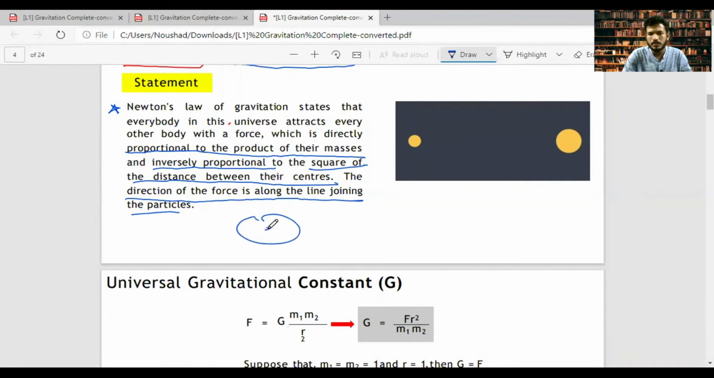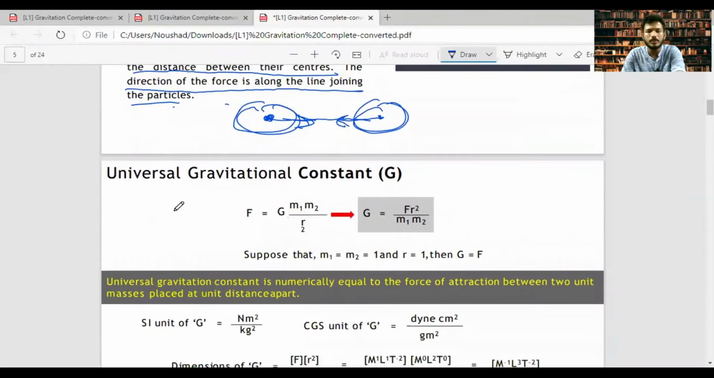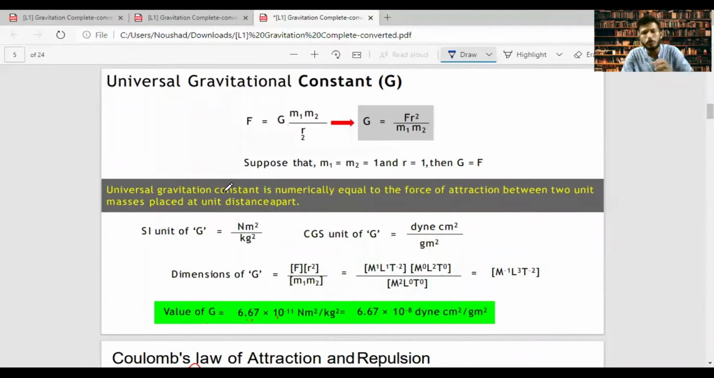What it means, this is the first body, this is the second body. The line joining means the line joining the centers. So that is the direction. This body is pulled by this body and this body is pulled by the second body. Clear? So that is the statement, and that is the universal law of gravitation by Newton.